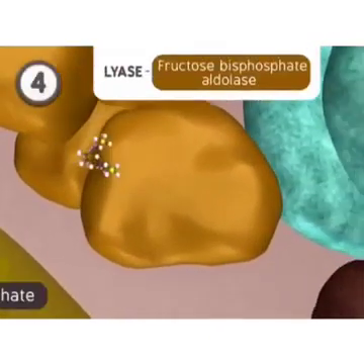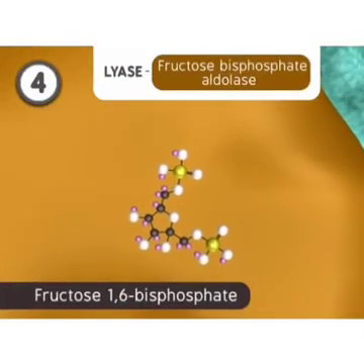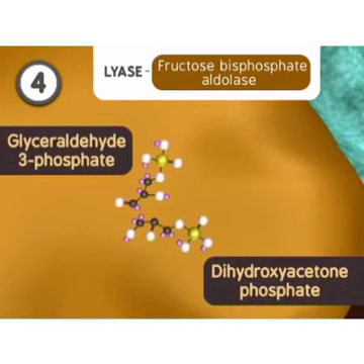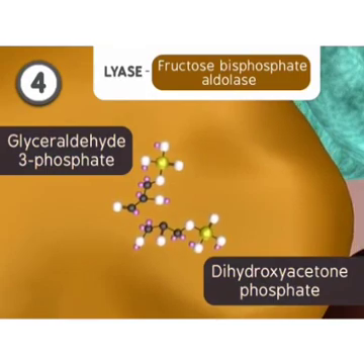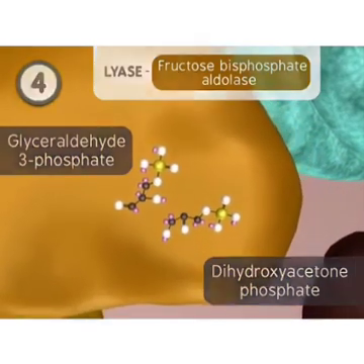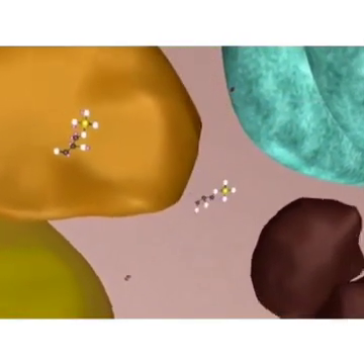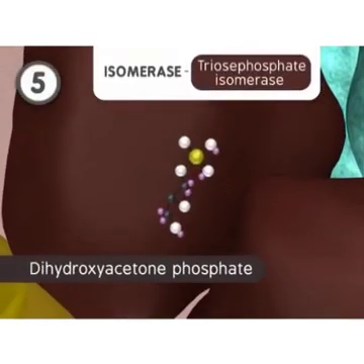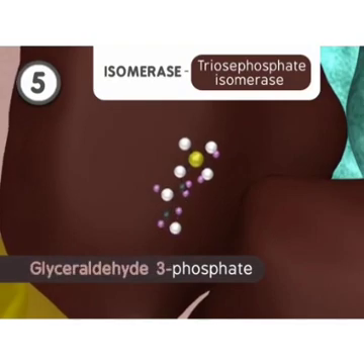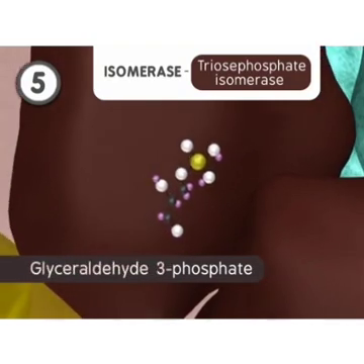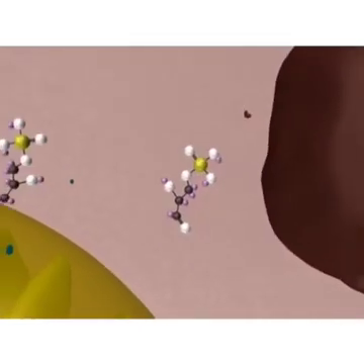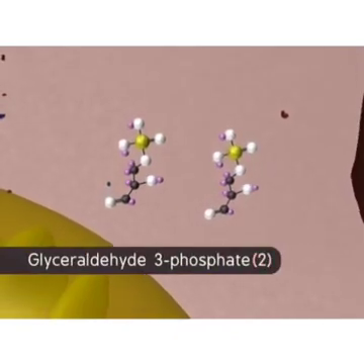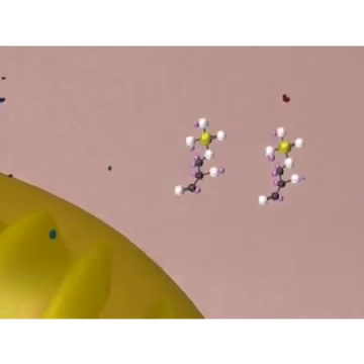In the fourth step of glycolysis, a lyase reaction splits the 6-carbon fructose 1,6-bisphosphate into two 3-carbon sugars, dihydroxyacetone phosphate and glyceraldehyde 3-phosphate. The dihydroxyacetone phosphate is rearranged by another isomerase to form a second glyceraldehyde 3-phosphate. At this point in glycolysis, glucose has been metabolized into two glyceraldehyde 3-phosphates and 2 ATP have been consumed.